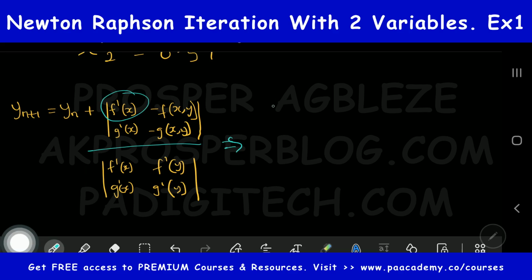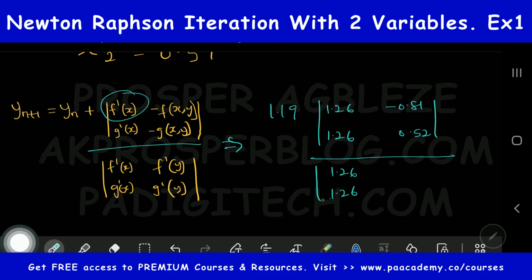For this now, our y1, remember we're calculating for y2, so we are going to use y1 here. So we are going to be having 1.19, then our vertical dash 1.26, minus 0.81, then 0.52, then divided by 1.26, and then for here our f prime of y will be 2.38, and then our g prime of y will be minus 2.38.